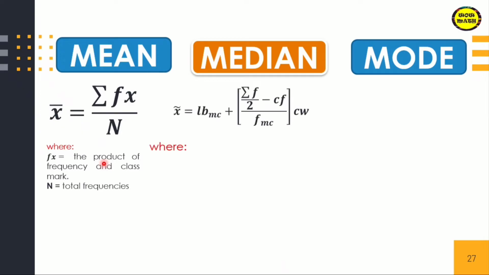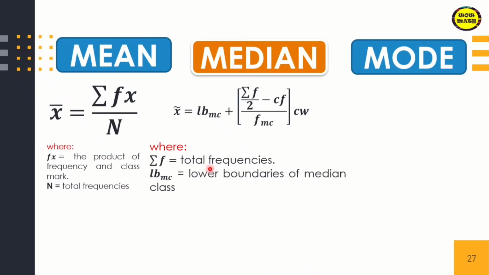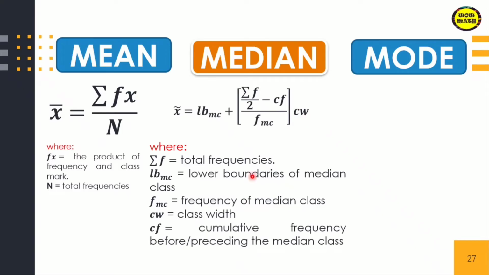For median, so meron tayong, this one is the summation of f, or the total frequencies. And this one is the lower boundaries of median class. Ito naman, that is the frequency of median class. This one is the class width. And CF is the cumulative frequency before or preceding the median class.